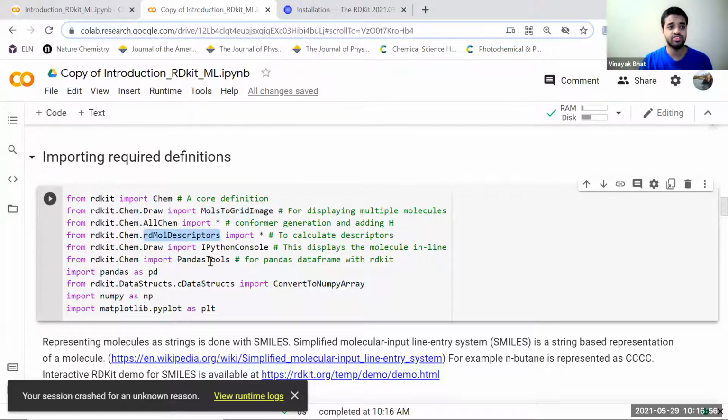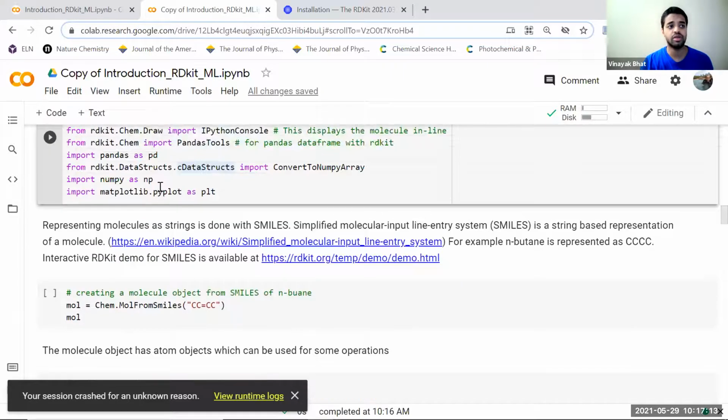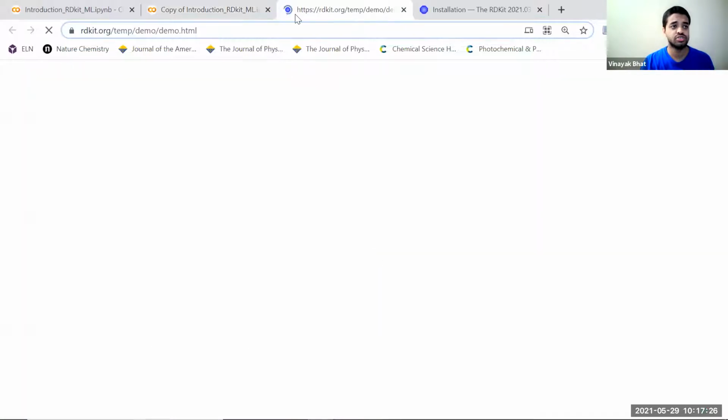There's descriptors that we are going to calculate, and we'll be using pandas. Pandas is a Python library for storing data in a table. This is a very nice library to use for machine learning stuff. And we'll use NumPy, which is for math stuff, and we'll use plotting libraries.